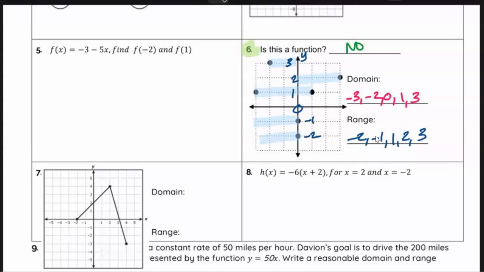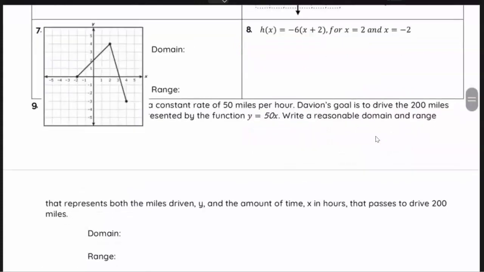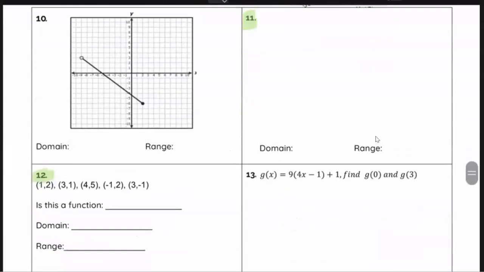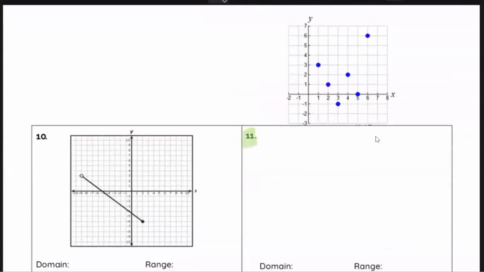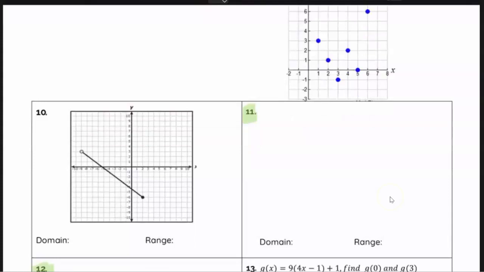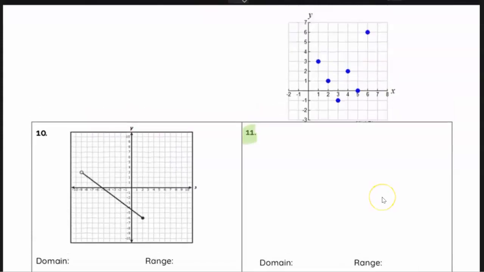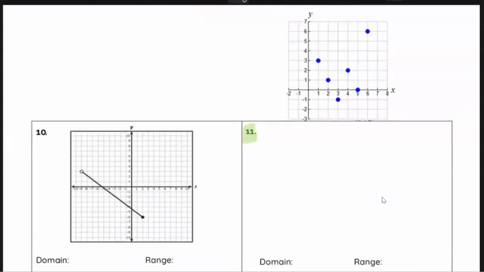Now we're going to go to numbers 11 and 12. So that is on the second page or the back of your review. Now for number 11, my formatting is slightly off, but this is the graph we're looking at. So we have to figure out the domain and range of this set. Same idea that we did before, but it's really important to know the difference between discrete and continuous graphs. That is on pages 8 and 9 of your notes.